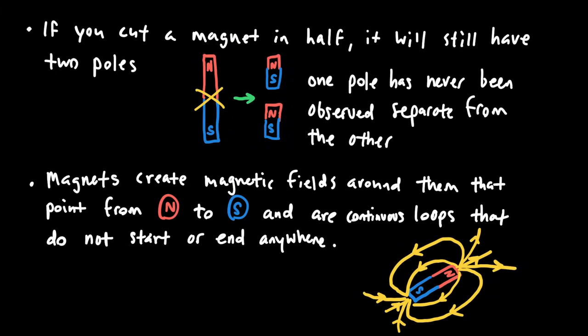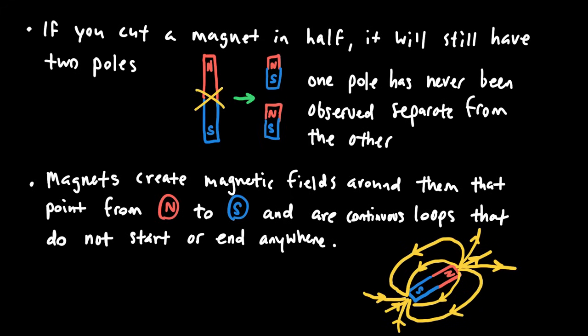Another thing that we learned is that if you cut a magnet in half, then the two new pieces of the magnet will still have both poles. And in fact, no matter how many times you cut up a magnet, it will always have a north and a south pole. One pole has never been observed to be separate from the other. And so for that reason, any material, if it's magnetic, must have a north and south pole.